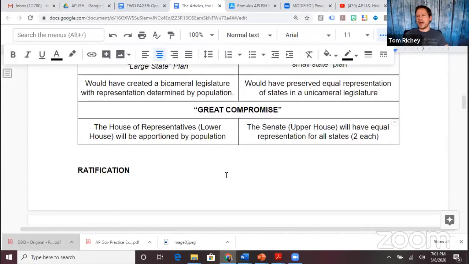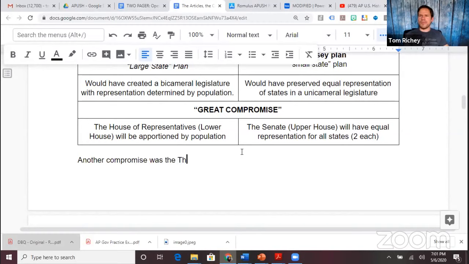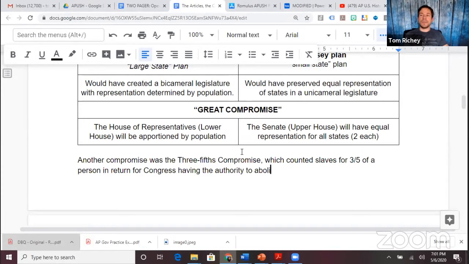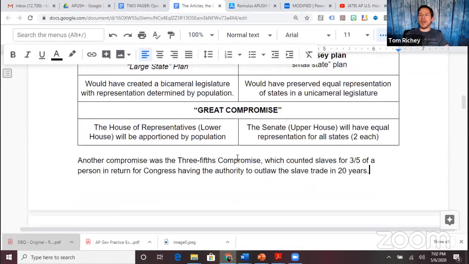Another compromise was the Three-Fifths Compromise, which counted slaves for three-fifths of a person in return for Congress having the authority to outlaw the slave trade. We won't use the term abolish, because that's going to confound with abolitionism. So basically to outlaw the slave trade in 20 years, which Congress did. So that's another thing about the Philadelphia Convention.